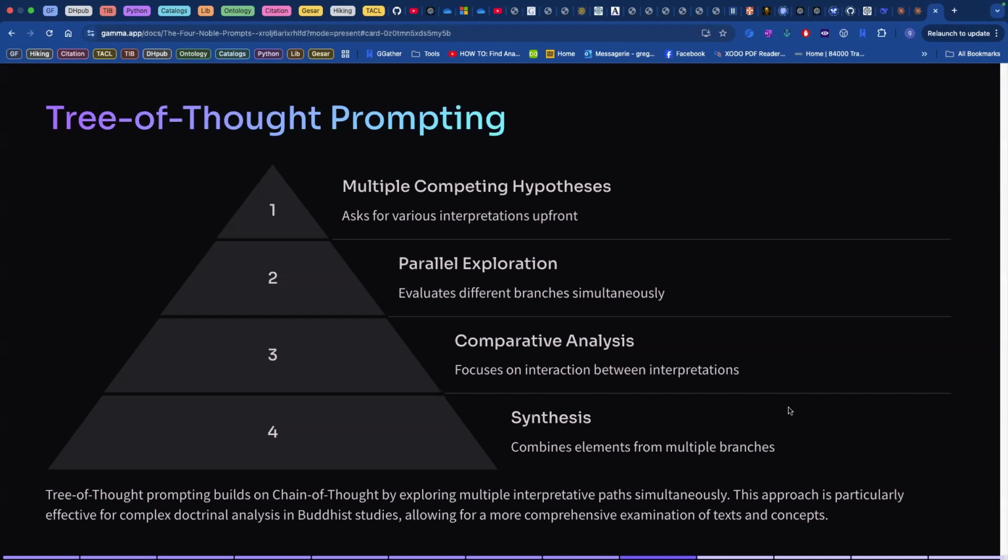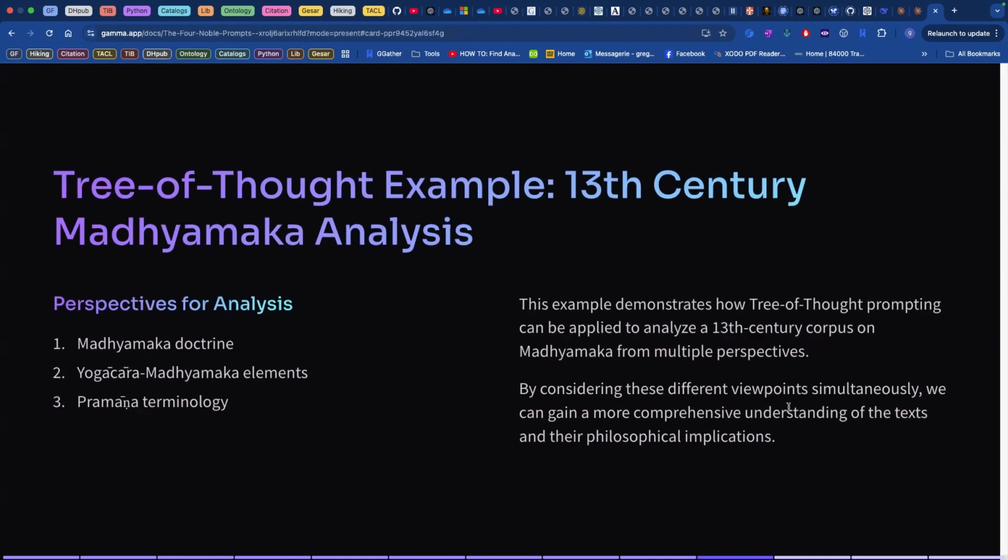Tree of thought prompting is where the model considers multiple competing hypotheses and explores them in parallel, in a sort of comparative approach, and then either produces a synthesis of these hypotheses or chooses among them. For us, it could be interesting because we can work with different translations produced by different models, which is what I'm going to show you in a minute.